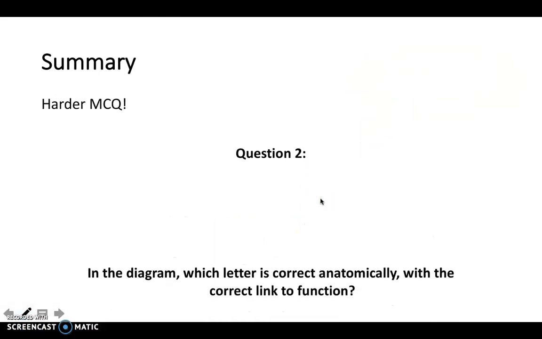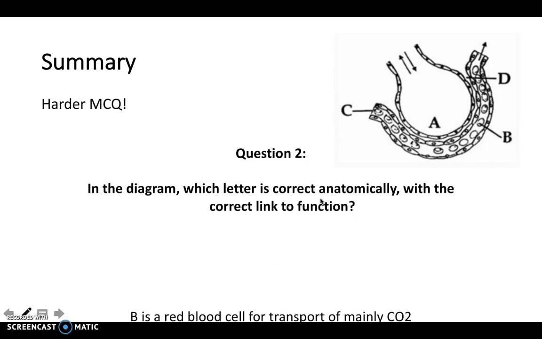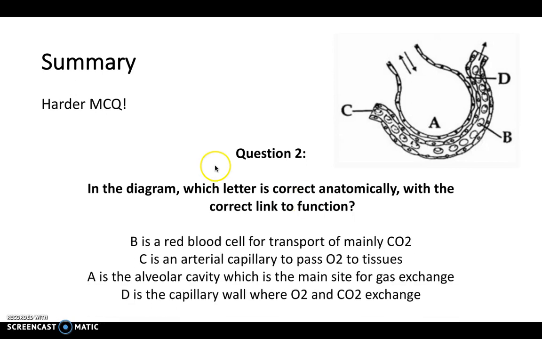One more harder MCQ, so then in the diagram, which letter is correct anatomically and with the correct linked function? So is B a red blood cell that transports mainly carbon dioxide? Is C an arterial capillary that passes oxygen to tissues? Is A the alveolar cavity, which is the main site for gaseous exchange? Or is it D, which is the capillary wall where oxygen and CO2 are exchanged? Please do pause the video at this point, try and have a think about it, and hopefully you'll come up with the answer that A is indeed the alveolar cavity, and it is the main site for gaseous exchange across this permeable membrane here.